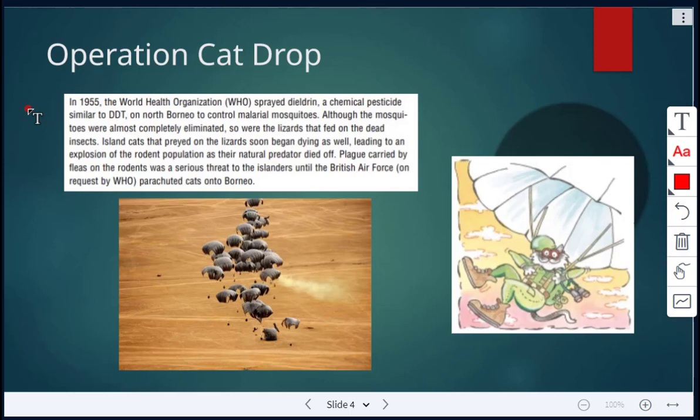And this led to an explosion of the rodent population, like rats, because their natural predator, the cats, died off. The disease, the plague, is carried by fleas on the rodents. So it became a serious threat to the people living there. So then the British Air Force, on request by the WHO, parachuted cats onto Borneo. And that's what's happening here. You've got cats here being parachuted, and they're landing here on land.